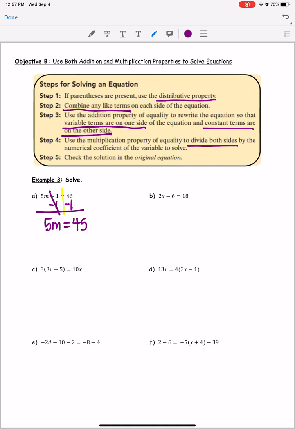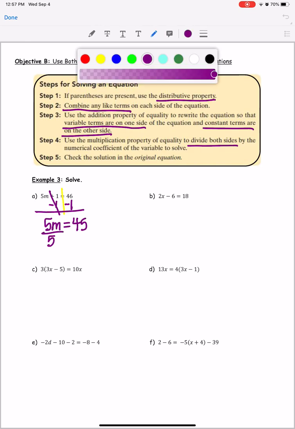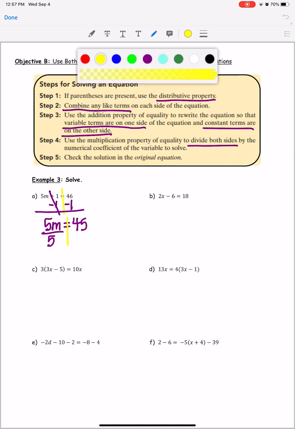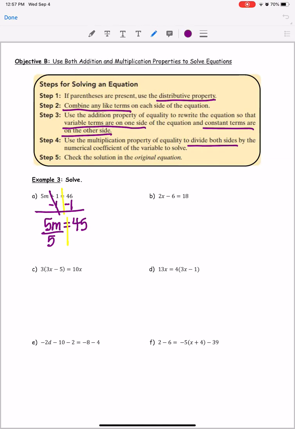The opposite of multiplying those together is to divide. So I'm going to divide this side by 5. And what I do to one side, I must also do to the other. So if I'm going to divide the left by 5, we also have to divide the right by 5. So 5 divided by 5 is 1. 1m is the same as m. And 45 divided by 5 is 9.